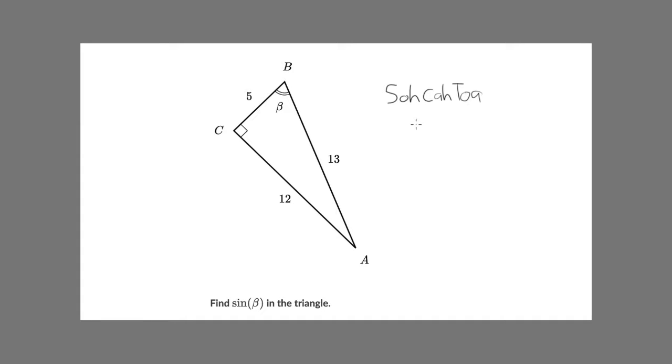So we wrote down Sohcahtoa, that's great, and we're looking for sine. You can see the first letter of sine is S. So obviously we're going to be working with this section of Sohcahtoa. And what is sine? It's opposite over hypotenuse. So let's write S equals opposite over hypotenuse.